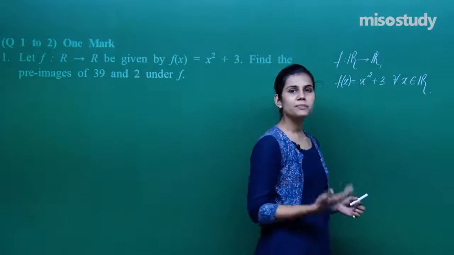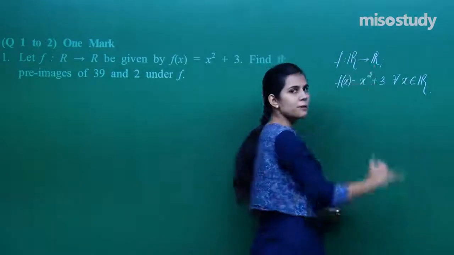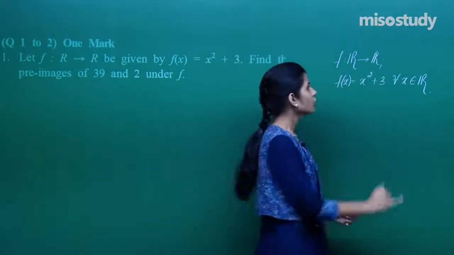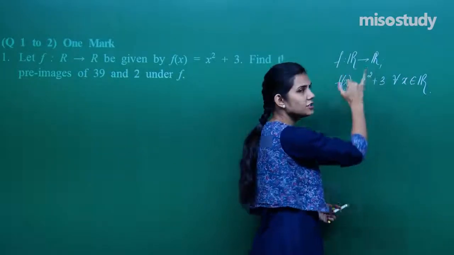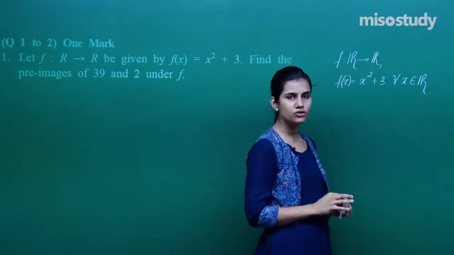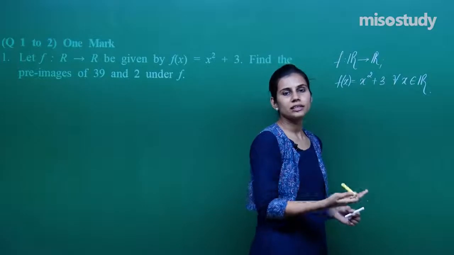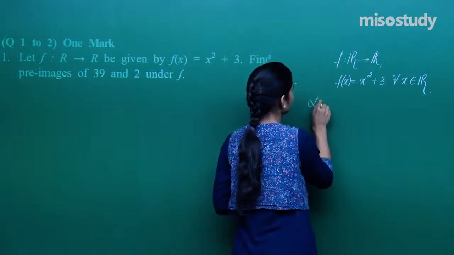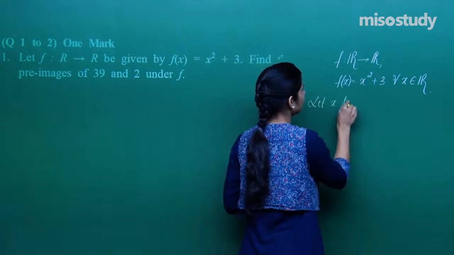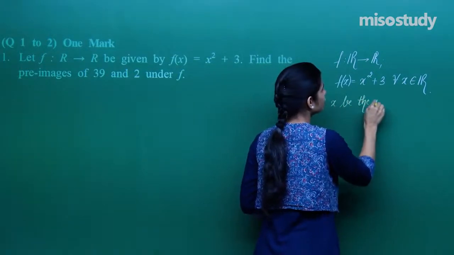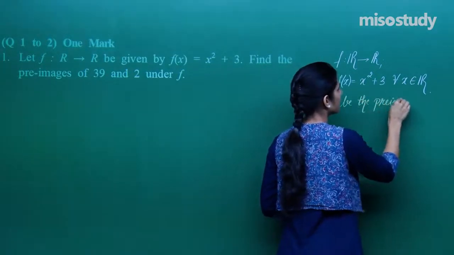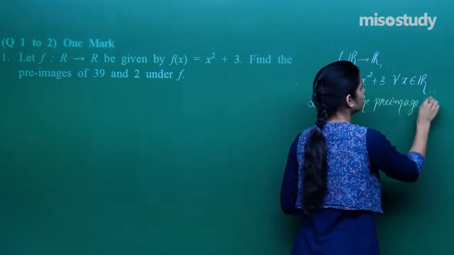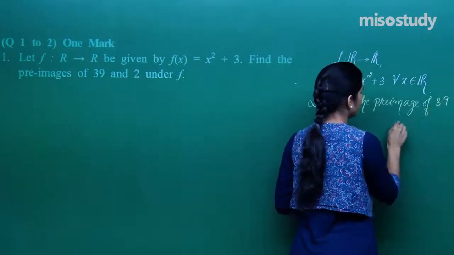Preimage of 39, preimage of 2, that means 39 and 2 should be members of the codomain, which they are. Codomain is the collection of all reals. 39 and 2 are very much real, and therefore the question of even asking whether their preimages exist or not is a valid question. I am saying let x be the preimage of 39 under f.